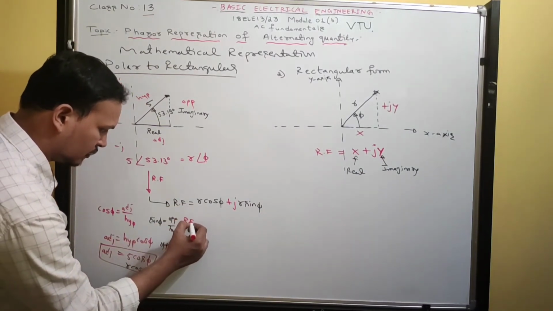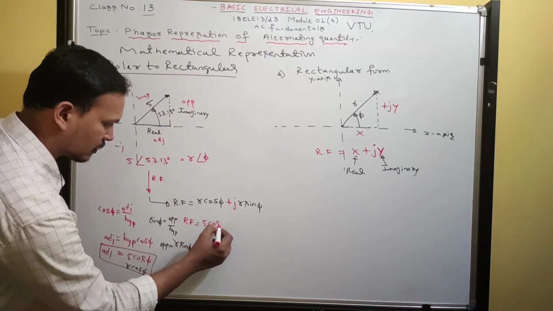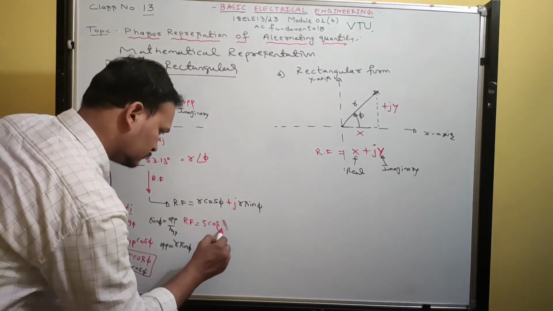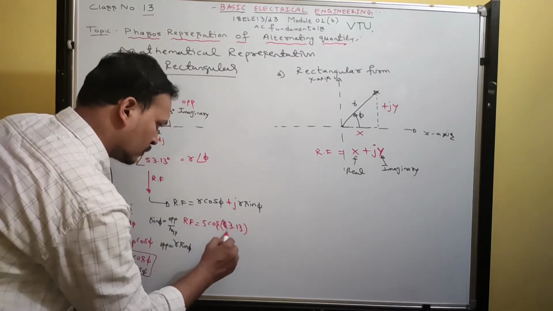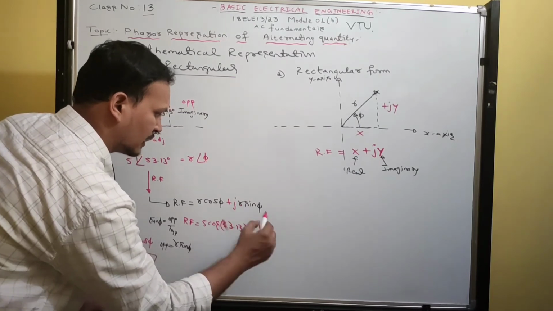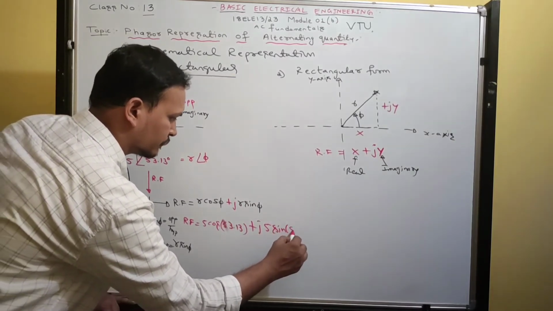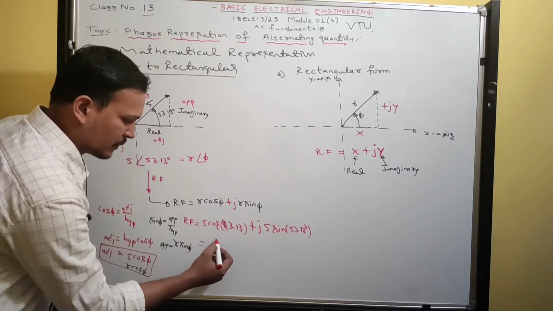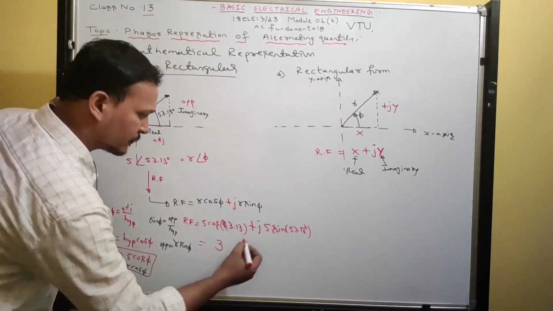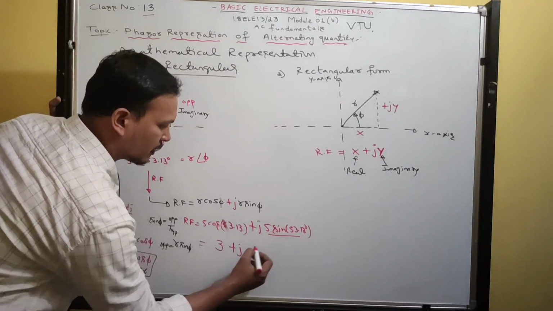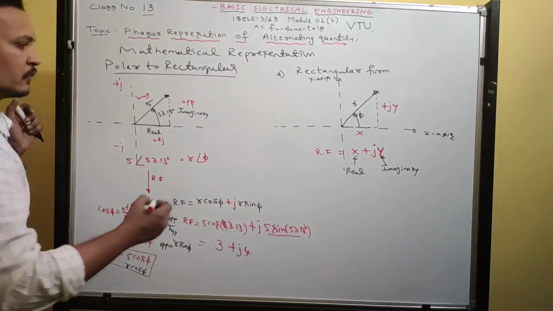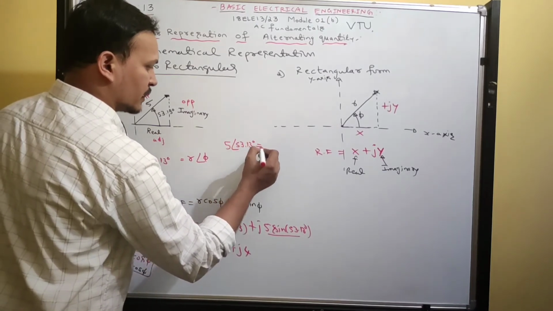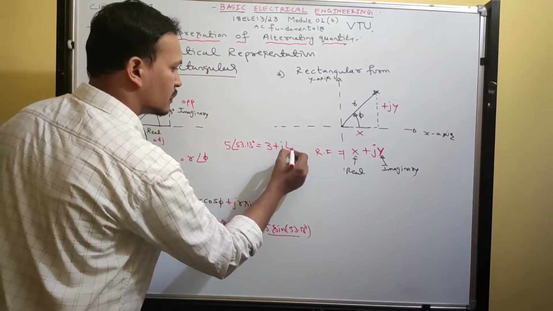The rectangular form will become: r value is 5, cos of phi value 53.13, plus j, 5 into sine 53.13. Do 5 cos 53.13 in the calculator, you will get 3. Plus j, do it in the calculator, you will get 4. So we can write 5 at an angle of 53.13 degrees as 3 plus j4.